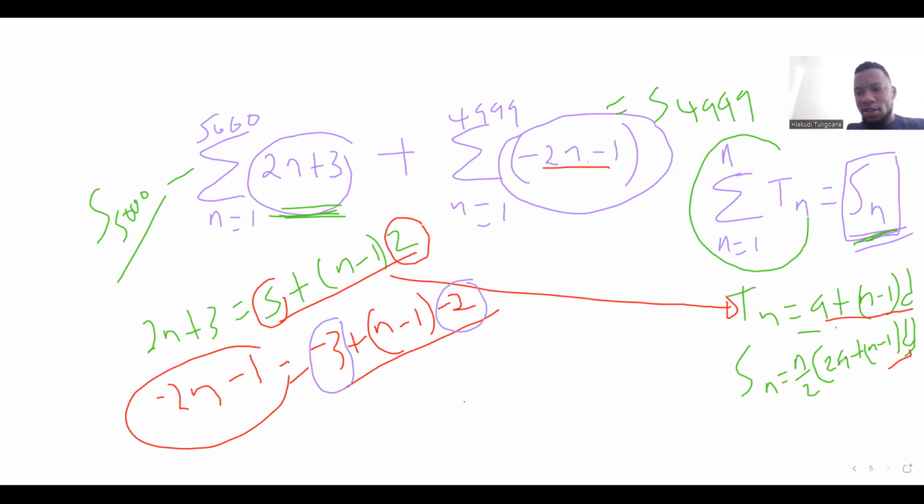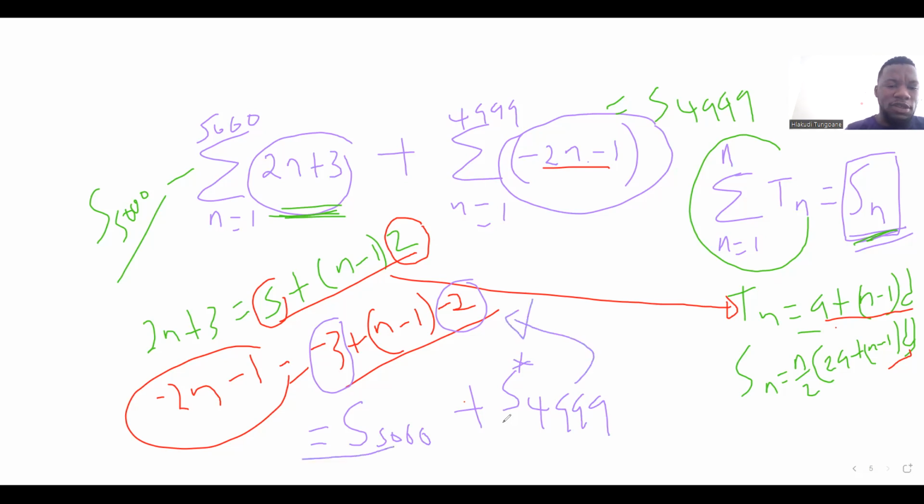Okay, so then we can simply substitute those into the formula. So we can say that expression there at the top is the same as S5000 plus S4999, right? For this one, let's just put a star here to make sure these Sn's are different. So this one will be based on this formula, and this one will be based on this formula.